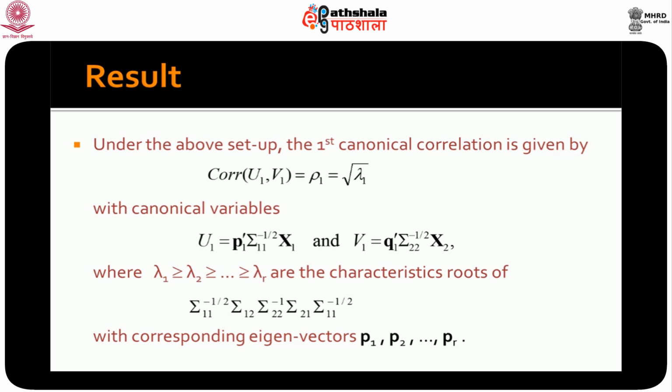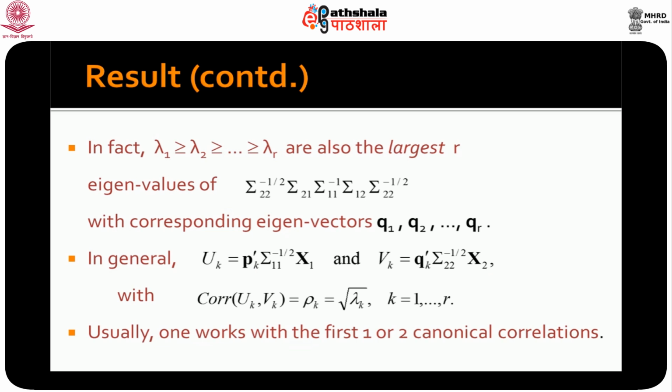Consider the matrix Σ11^(-1/2) Σ12 Σ22^(-1) Σ21 Σ11^(-1/2). This is an r by r matrix, and we can find the eigenvalues of this, given by λ1, λ2, ..., λr. Suppose we order these eigenvalues such that λ1 is the largest of them, next we have λ2, and then it decreases to λr, which is the smallest.